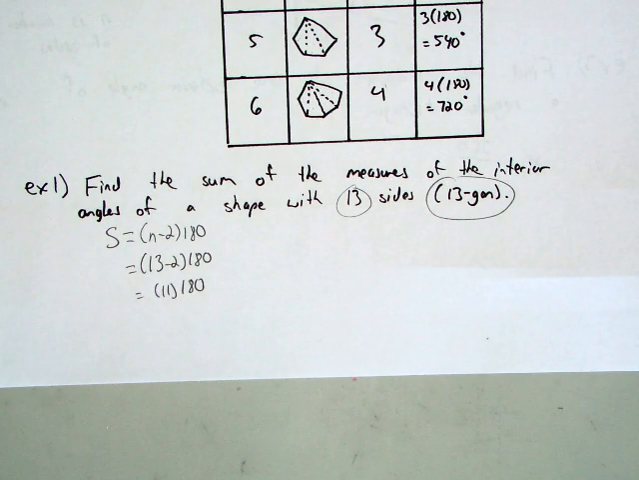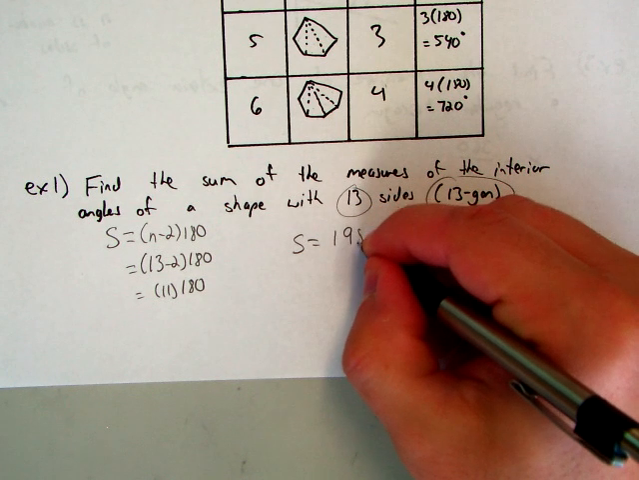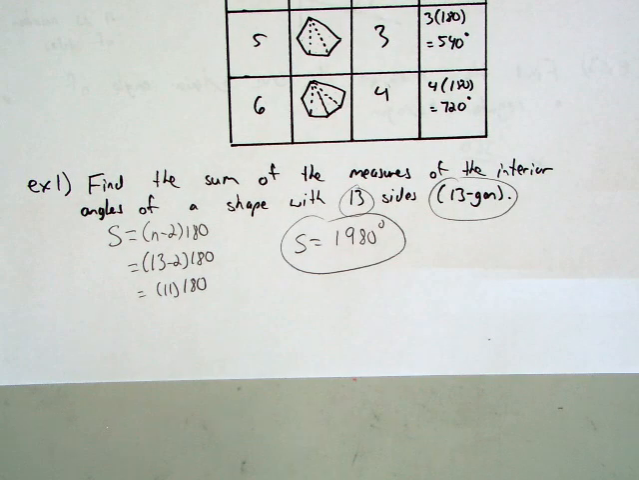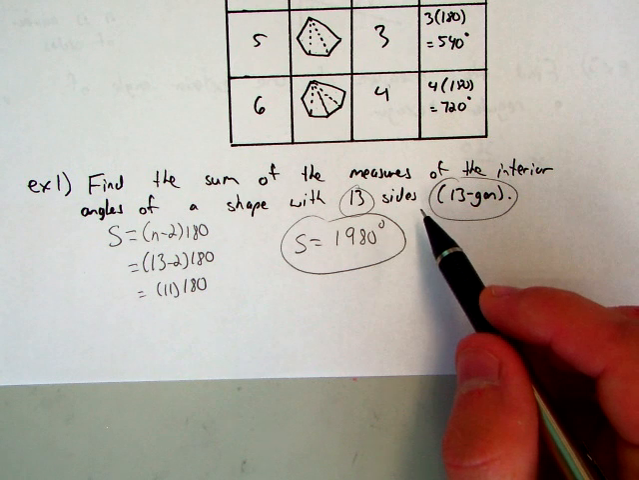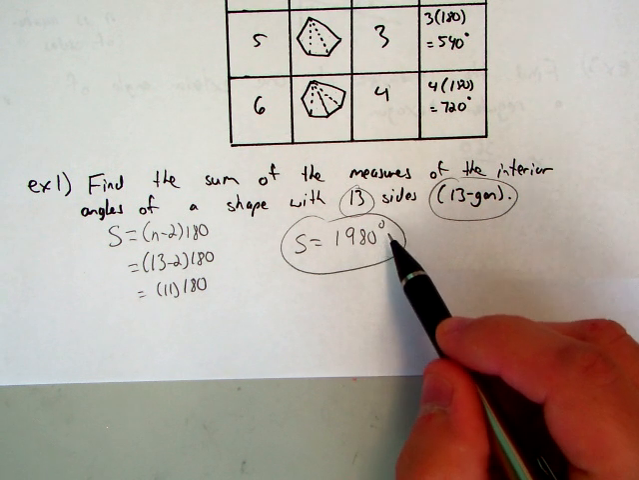And then if you do that multiplication, 11 times 180, so S equals 1,980 degrees. And that would be the sum of those interior angles, all added together. Now, we don't know what the angle measurement of each individual angle is. It does not say that this is a regular polygon. We'll talk about what regular means too. But it doesn't say that. But all we know is on a 13-sided figure, the sum of those angles on the inside, the interior angles, is 1,980 degrees.